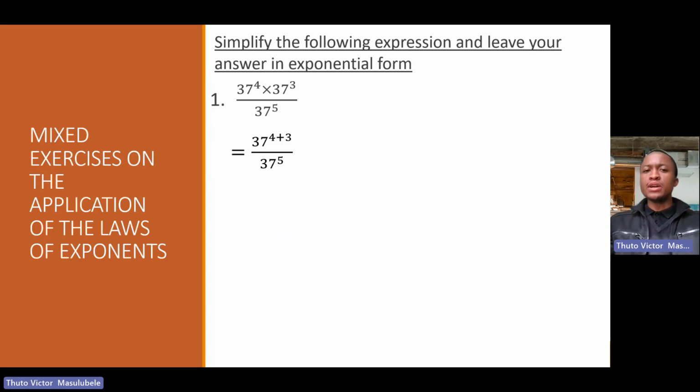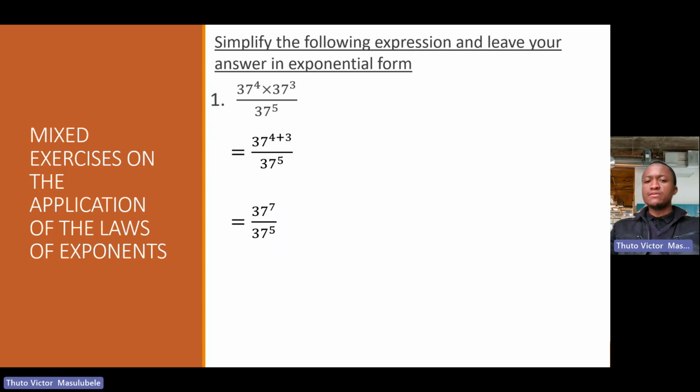What you realize is that in the numerator you're multiplying powers with the same base. So what you do is that you keep your base and you add your exponents, as illustrated by 37 to the power of 4 plus 3. And then you simplify that. That will give you 37 to the power of 7 over 37 to the power of 5.